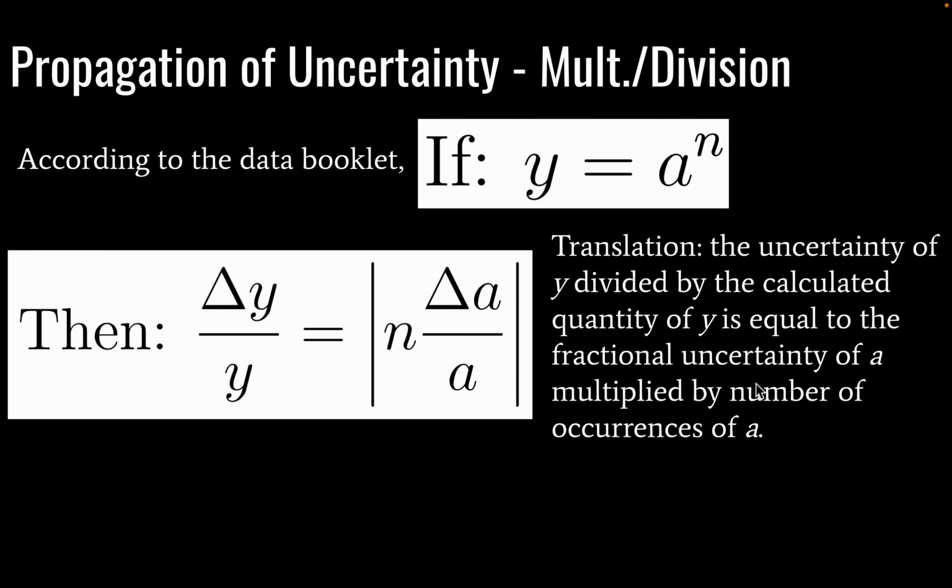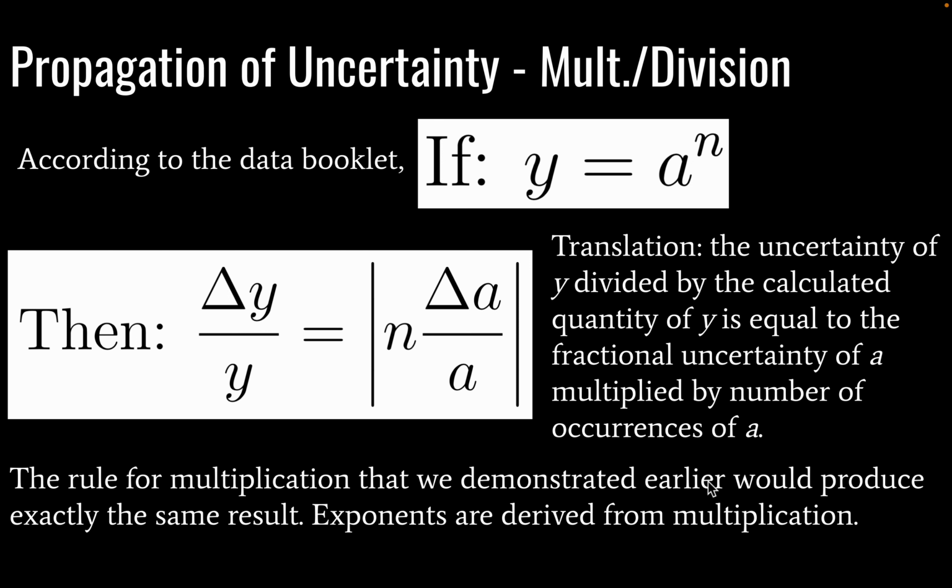I think I've already explained that point. So the rule for multiplication we demonstrated earlier would also produce exactly the same result. So exponents are a form of multiplication.